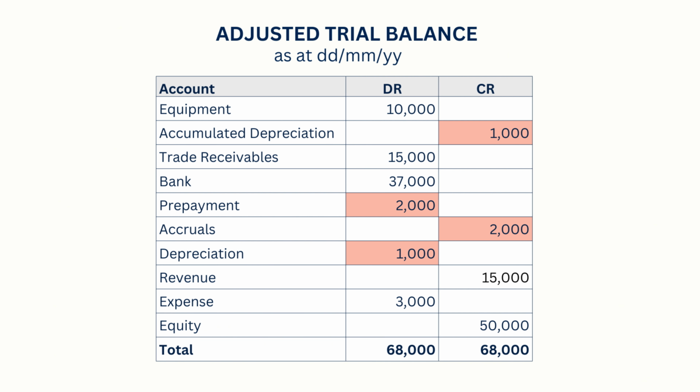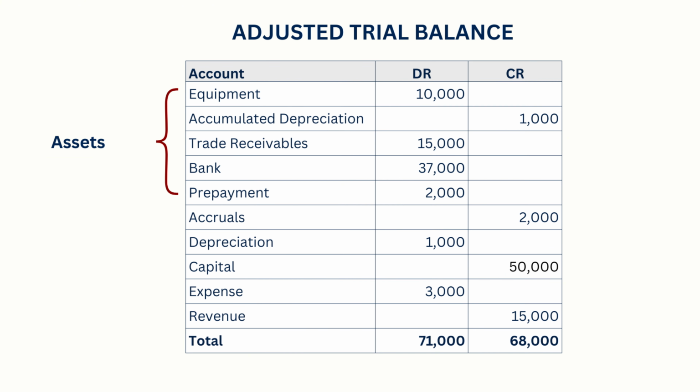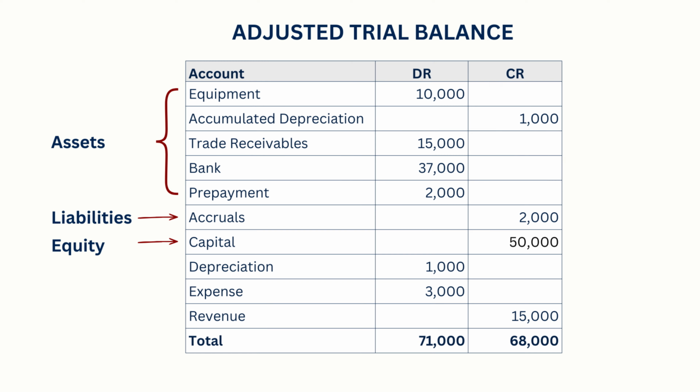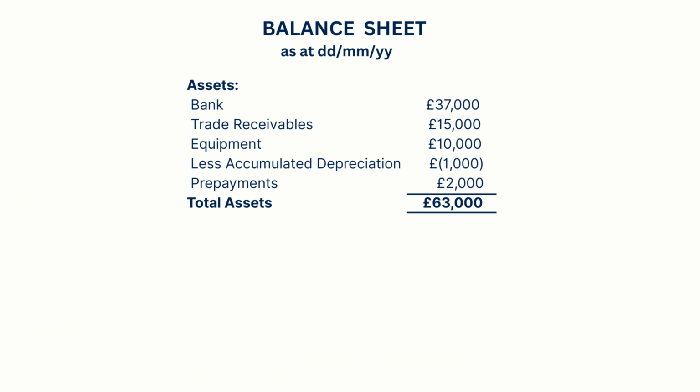Once we have the adjusted trial balance, we can now prepare the financial statements. From the adjusted trial balance, we separate accounts into 2 groups: accounts used for the balance sheet, such as assets, liabilities, and equity, and accounts used for the income statement, such as revenue and expenses. Let's identify them. Assets include equipment, accumulated depreciation, trade receivables, bank and prepayment. This gives total assets of £63,000.